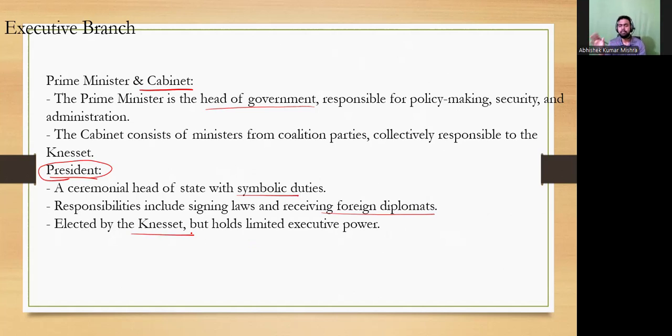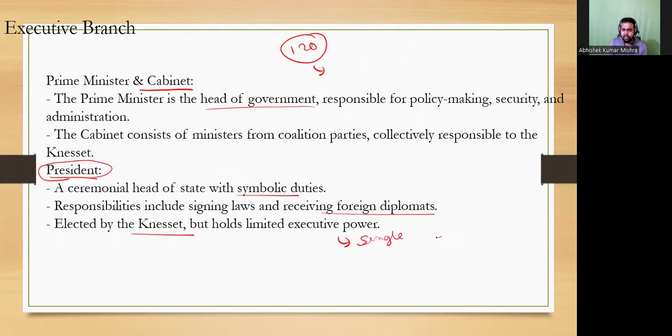Remember that. So the members of the Knesset, let me tell you, there are 120 members in the Knesset. These people alone vote for and elect the president. That means the president in Israel is indirectly elected. Also remember, the president in Israel is elected for just a single term. They are not eligible for re-election.